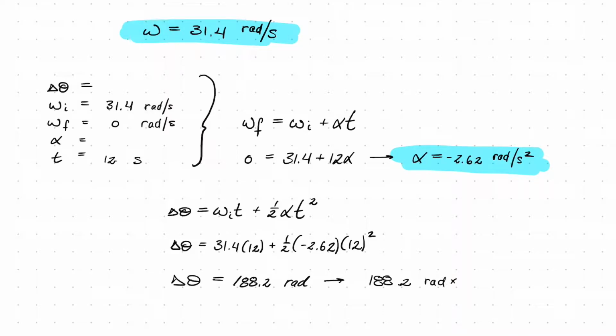Once again, I'll set up my dimensional analysis. I need a ratio of revolutions to radians. So I have 1 revolution per 2 pi radians. The radian units cancel, and I end up with 29.9 revolutions.